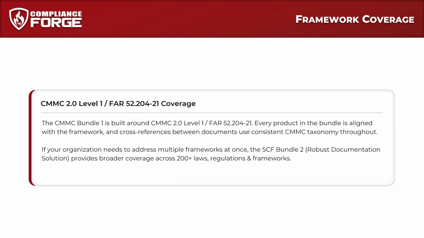The CMMC Bundle 1 is built around CMMC 2.0 Level 1 and FAR 52.204-21. Every product in the bundle is aligned with the framework, and cross-references between documents use consistent CMMC taxonomy throughout. If your organization needs to address multiple frameworks at once, the SCF Bundle 2, the robust documentation solution, provides broader coverage across 200+ laws, regulations, and frameworks.